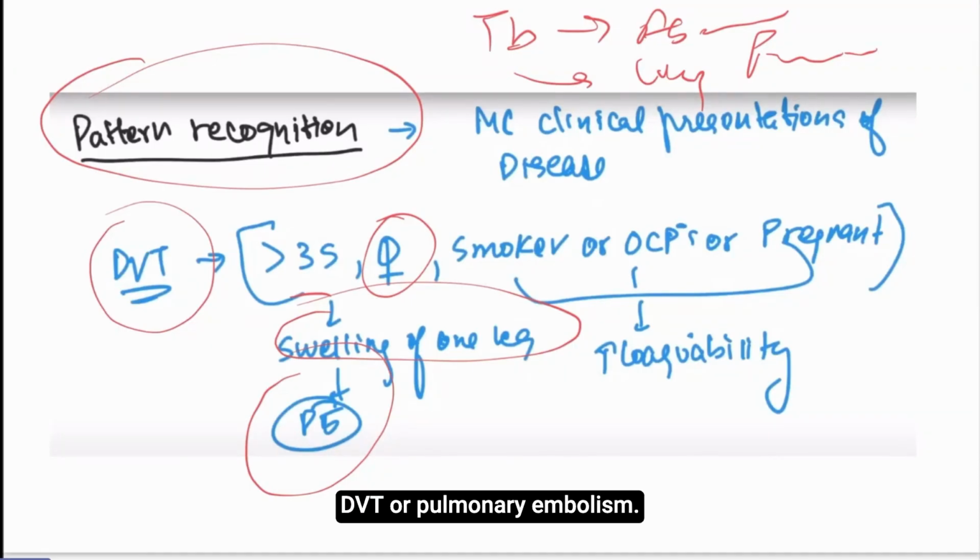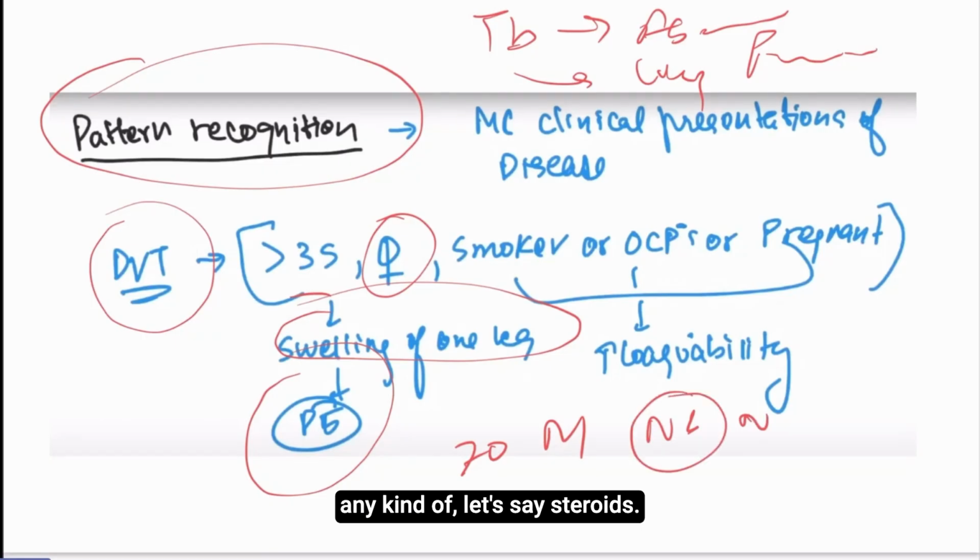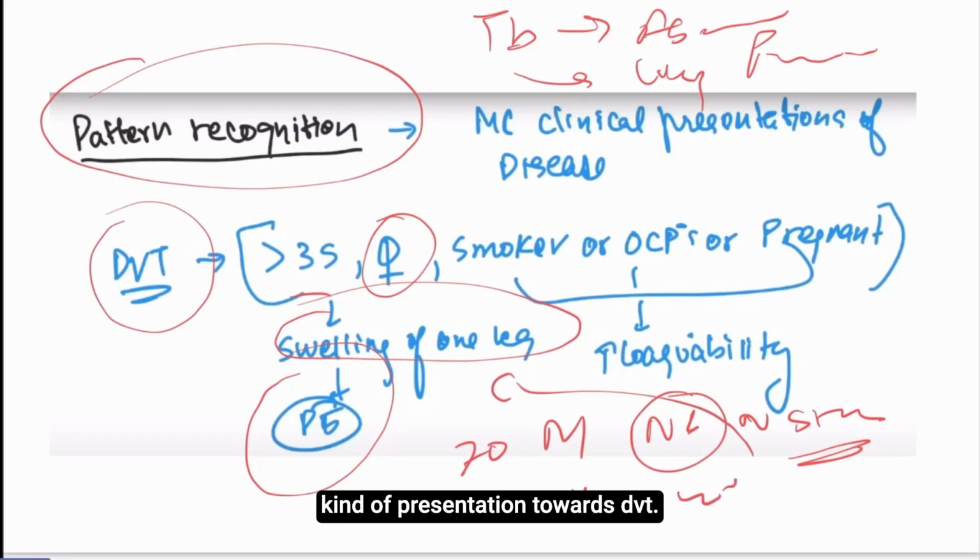They're not going to give you a 70-year-old man who never smoked, never used any kind of, let's say, steroids, and he's healthy and exercising. They will never give you that kind of presentation for DVT. That's what I'm trying to bring across. So remember, pattern recognition is the most common presentation of a disease that you will see in reality.